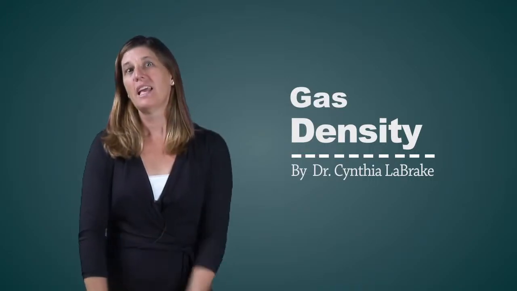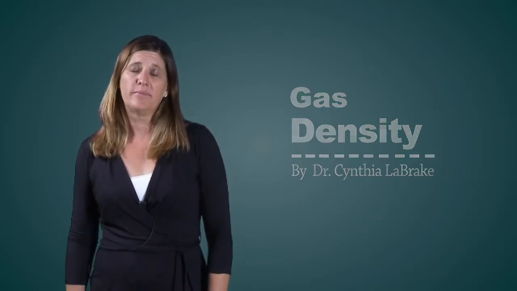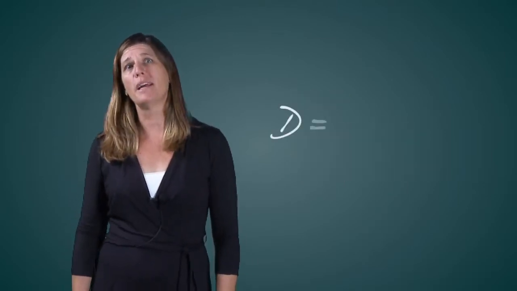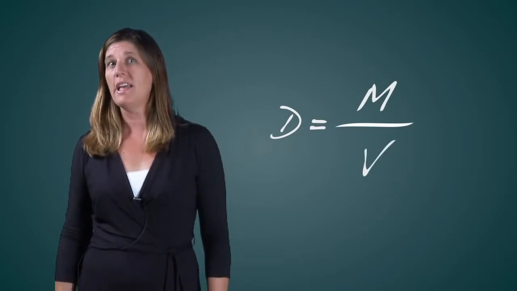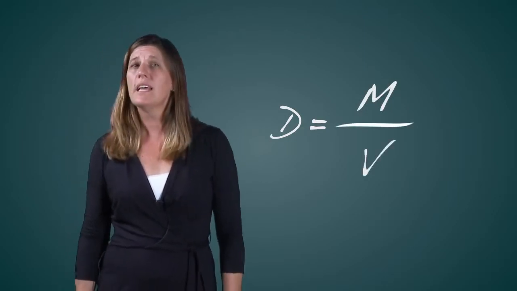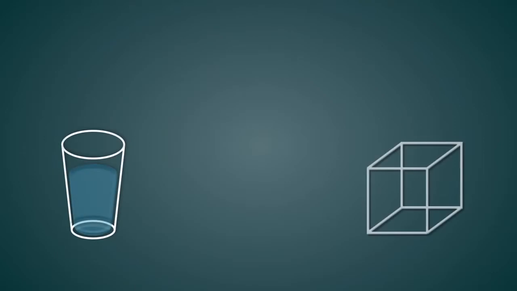Gas density. Density is a physical property of an object. Density is normally described as the mass of the object divided by the volume of an object. Now, if that object is a pure substance, then the density is a defining physical property of that pure substance. For example, liquids and solids can be defined by their densities. Well, the same is true for gases.